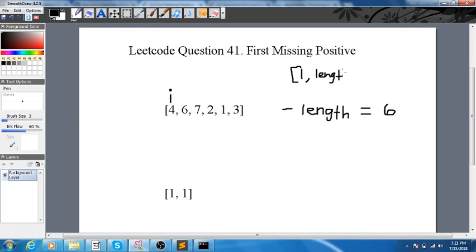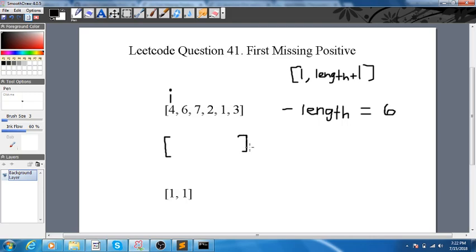So we can take advantage of knowing that. And what we could do, this was my solution, is create another temporary array. We could make it the same size, or we could just make it length plus 1, and that will make our lives a little bit easier. So we'll make a new array, length plus 1, and it's going to be a Boolean array.